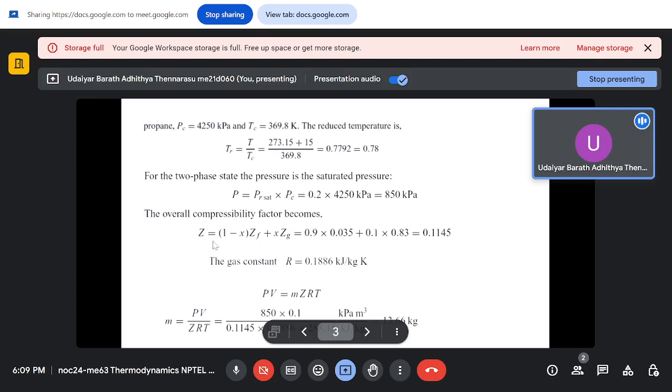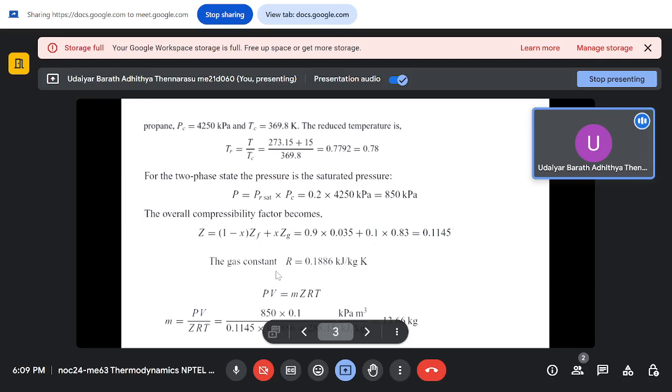So Z is represented as (1 minus X) times Z of fluid plus X times Z of gas, where Z is the compressibility. We substitute X, and we know the saturated liquid compressibility factor and saturated gas compressibility factor from the chart. So we substitute that, and we get the overall compressibility as 0.1145.